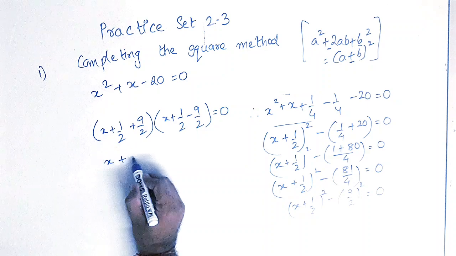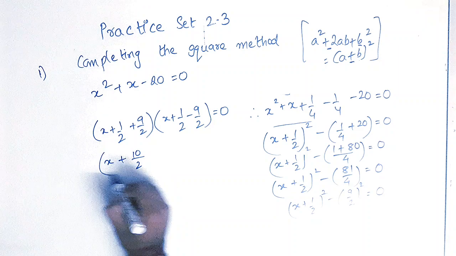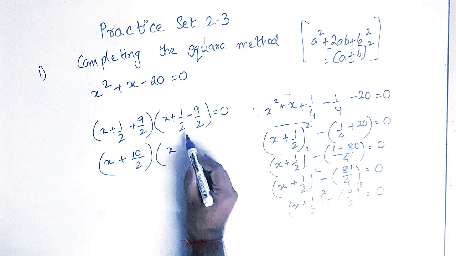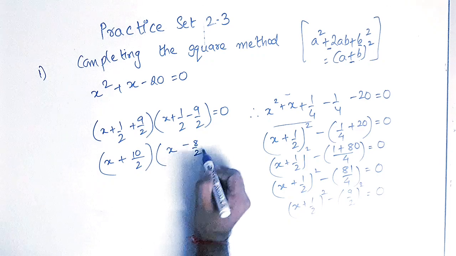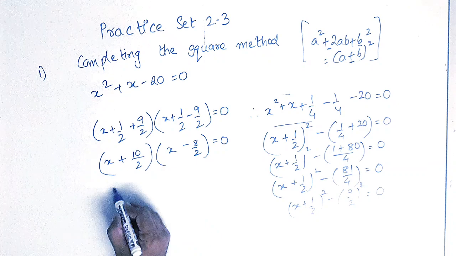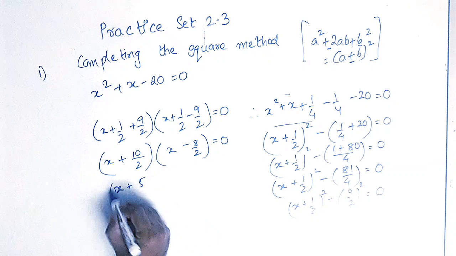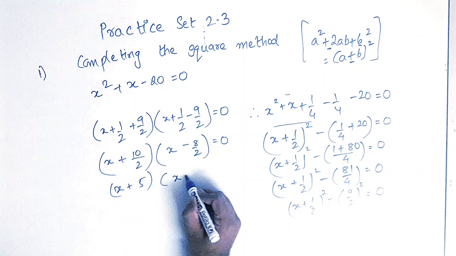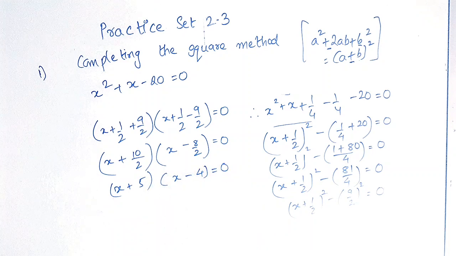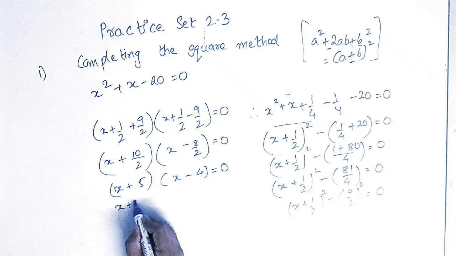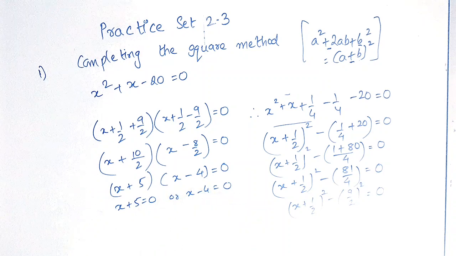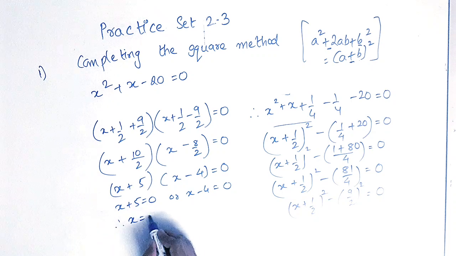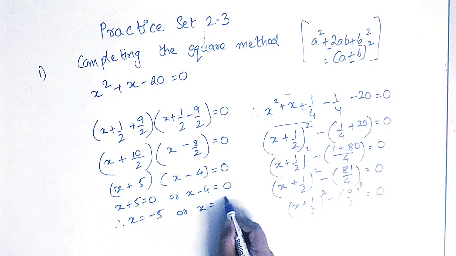This will become, if we solve this, 9 plus 1, this will become 10 upon 2. What will this become? 1 minus 9 will become minus 8 upon 2. So this will become x plus 5, and this will become x minus 4 equals to 0. So either this bracket will be 0 or the other bracket will be 0. So therefore x is equal to minus 5 or x is equal to 4.